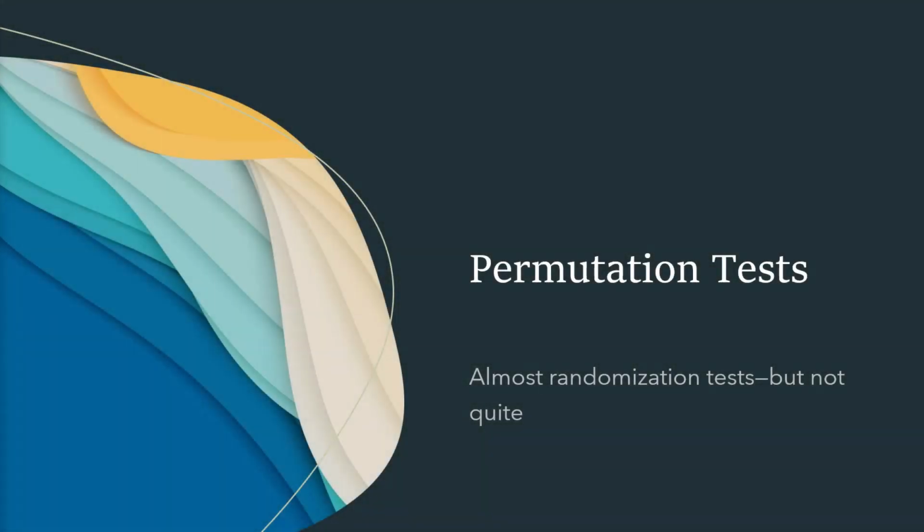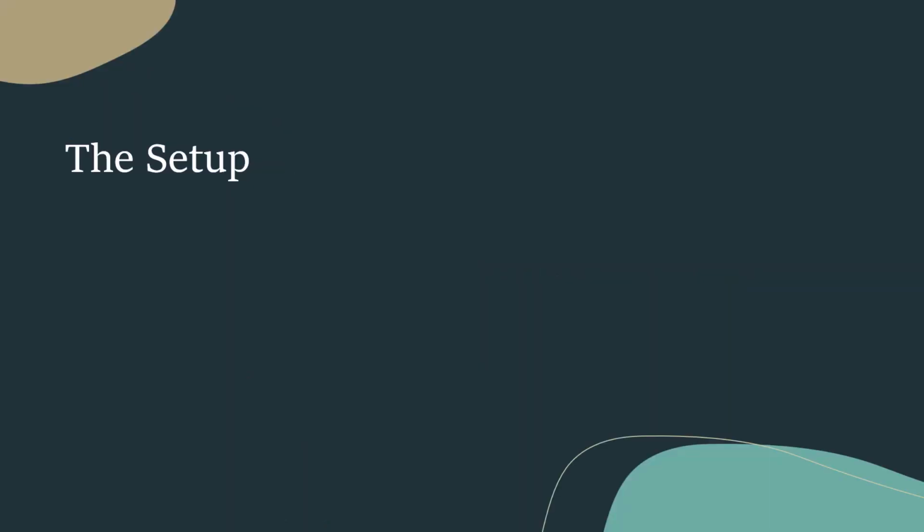This video is about permutation tests, part of my series on randomization tests. Permutation tests are almost randomization tests, but not quite. And that "not quite" makes a big difference. Here's the setup for a permutation test.